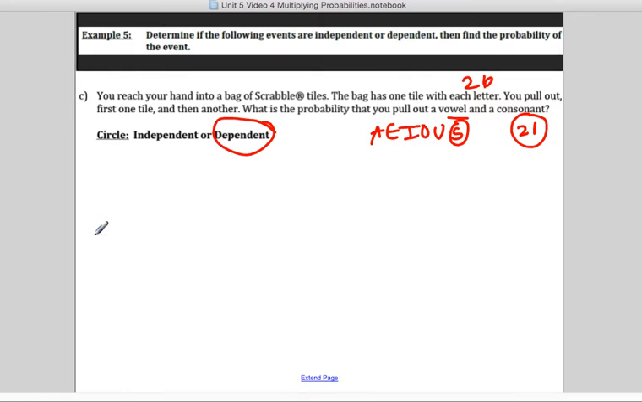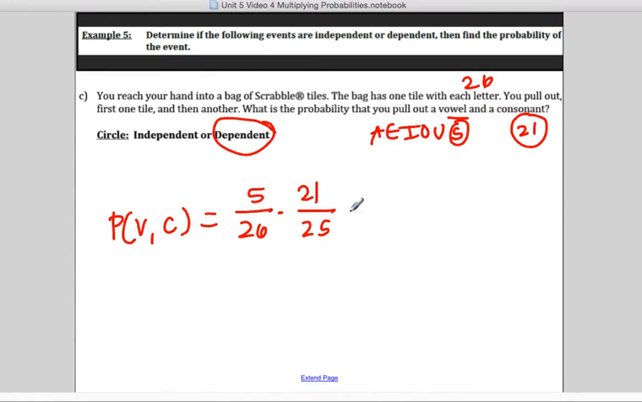So we want the probability that you will pull out the first tile and then another. So we want to get a vowel and then a consonant. How many vowels are there? There's 5 out of 26. I am not returning it, so I know I have 25 to choose from, but I still have all the consonants to choose from, so I have 21. And this will give me, if I multiply and reduce, 21 over 130, which as a decimal is 0.162.